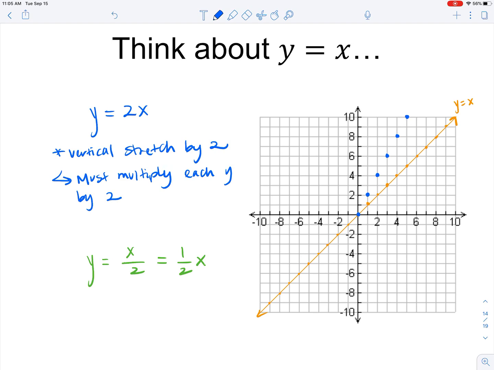(5, 5) would end up at (5, 10), and I'll end up going off the graph. And then (-1, -1) would end up at (-1, -2). (-2, -2) would end up at (-2, -4). So you can think about vertically stretching this graph, oops, I was off on that one, by multiplying each y-coordinate from the parent function by 2. Oh, why didn't that straighten? There we go.